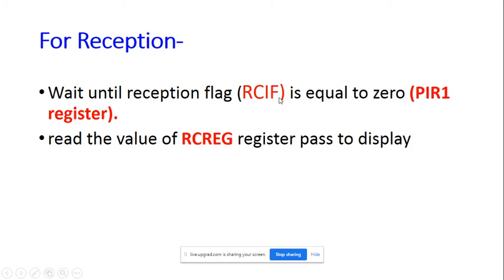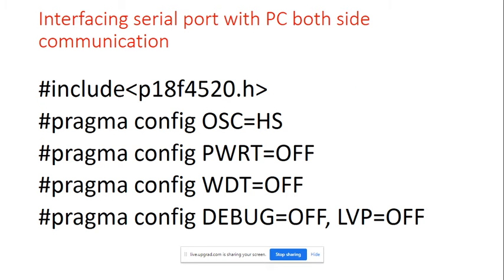Now which register is this receive interrupt flag located in? PIR1, that is peripheral interrupt register 1. When this particular flag becomes 1, it indicates that new data has arrived completely, and it interrupts the controller for the reading action. The controller then reads the data from the receive buffer register and places it in the respective location, or passes it to display on the screen. This is the algorithm for serial communication.